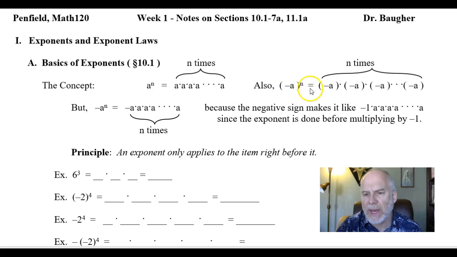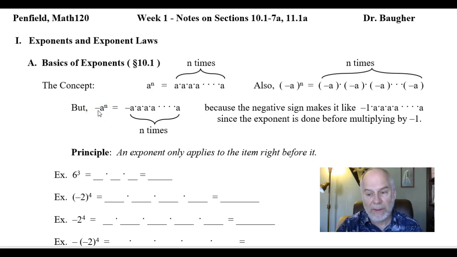Now, if you have negative a to the nth power, what's right before the exponent? The parentheses. So you would take that whole parentheses, negative a, and multiply by negative a n times. If it was negative a in parentheses to the fifth power, then you'd go negative a times negative a times negative a times negative a times negative a, 5 times.